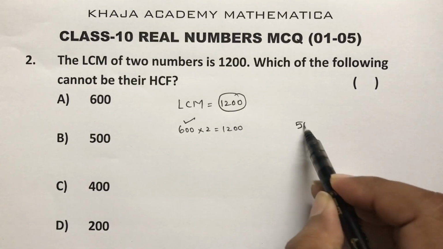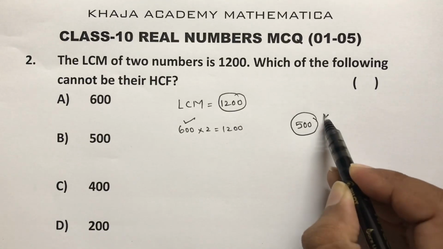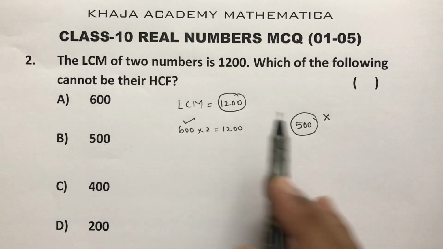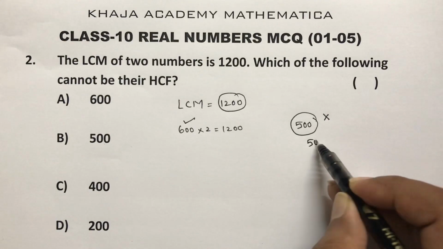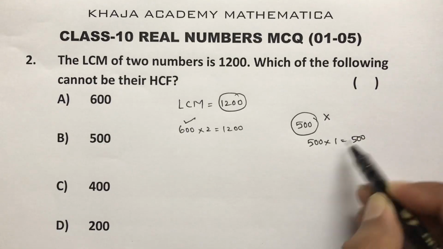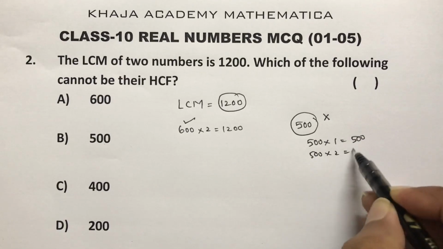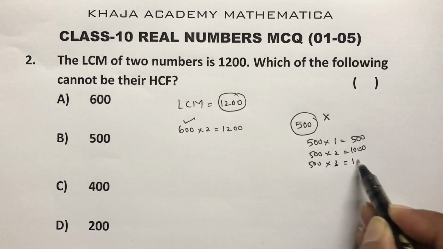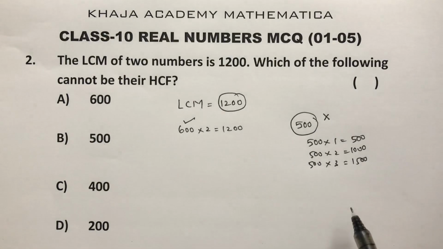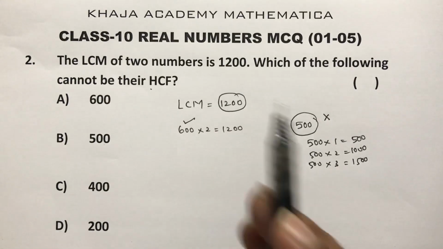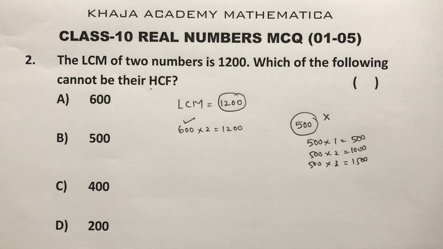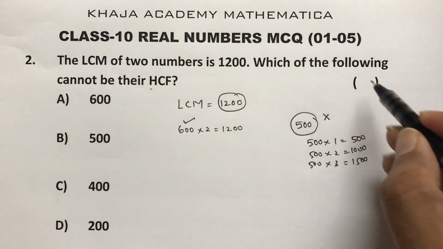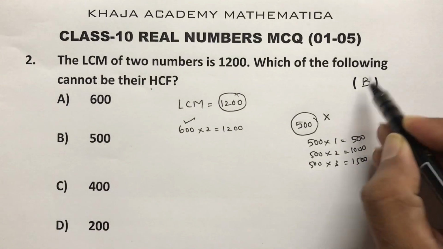So if you take 500, 500 is not a factor of 1200, because 500 times 1 is 500, 500 times 2 is 1000, and 500 times 3, like that. HCF should be a factor of 1200. So 500 is not a factor. Which of the following cannot be their HCF? The correct option is B.